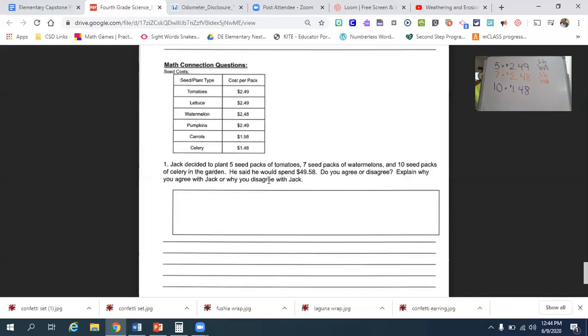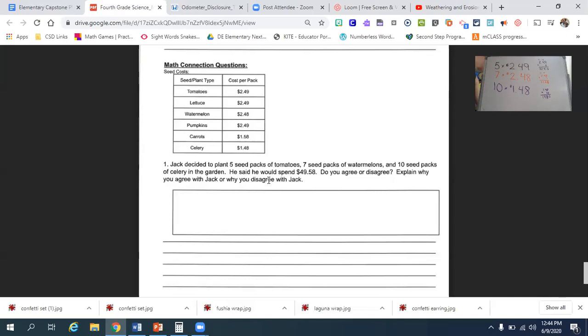Now, our seed packs of celery. So I have $1.48 times 10. Okay, so I'm going to put my 0 here because I'm not going to bother multiplying it out, but I can. 0 times 8 is 0, 0 times 4 is 0, 0 times 1 is 0. 1 times 8 is 8. 1 times 4 is 4. 1 times 1 is 1. So $14.80.